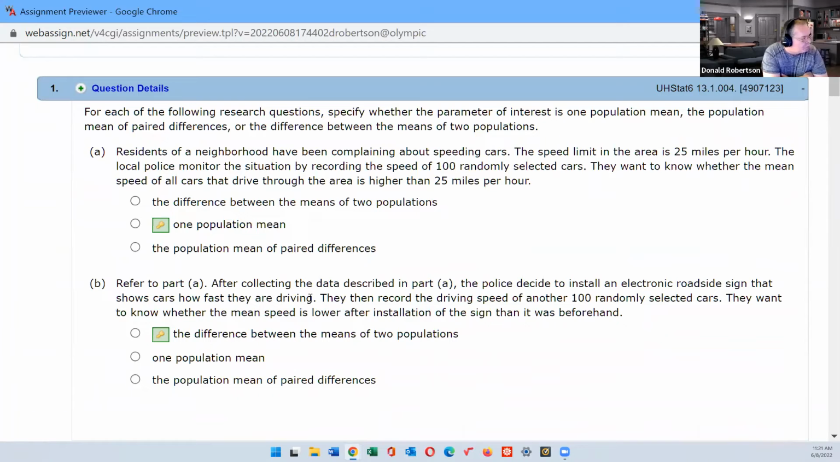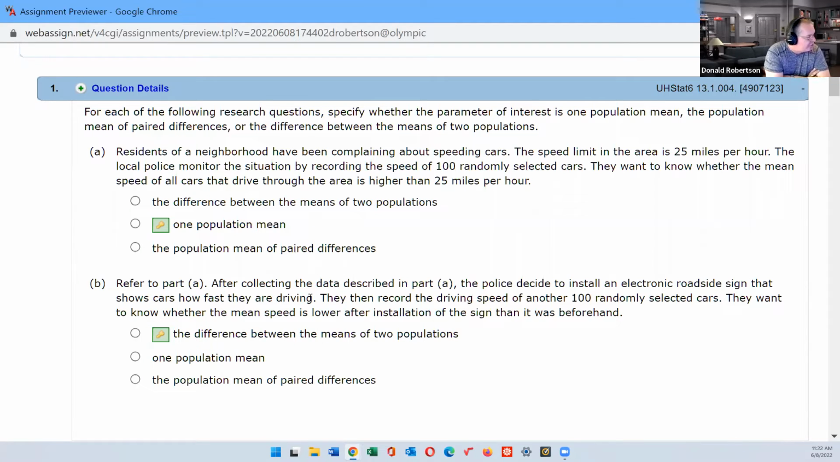For each of the following research questions, specify whether the parameter of interest is one population mean, or the population mean of a paired difference, which we don't worry about, or the difference between 2 populations. Okay.